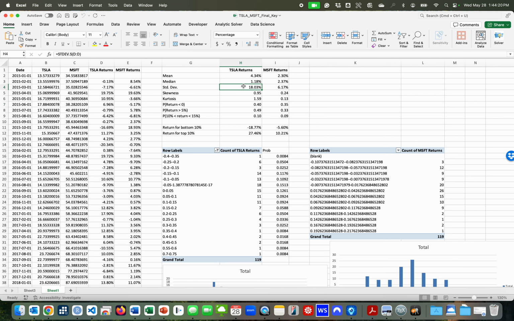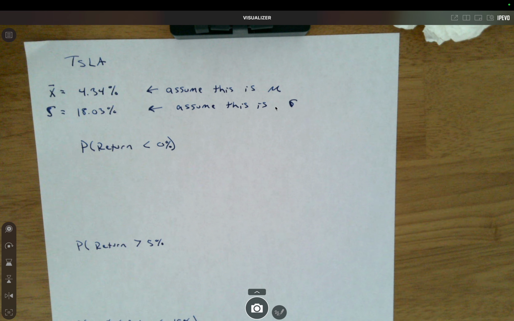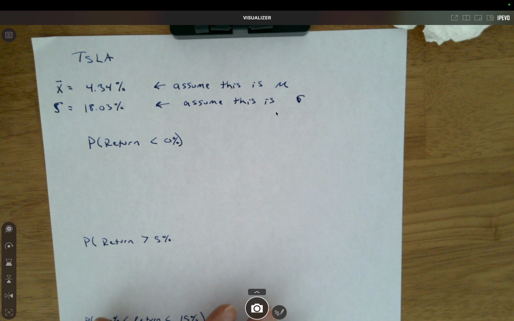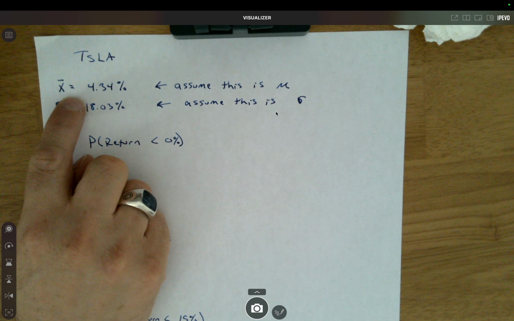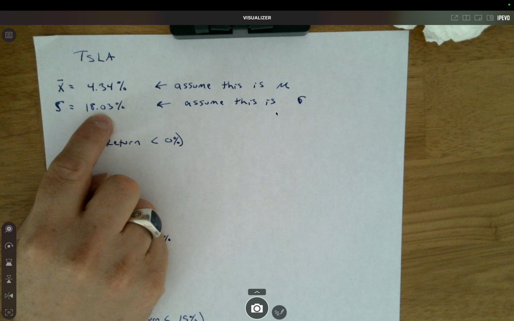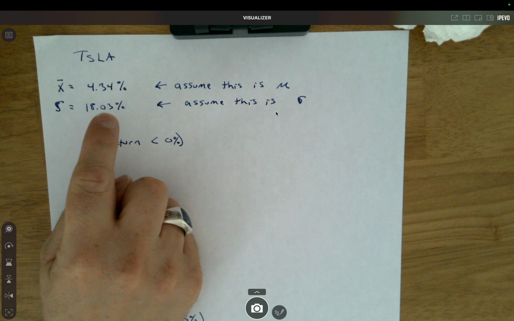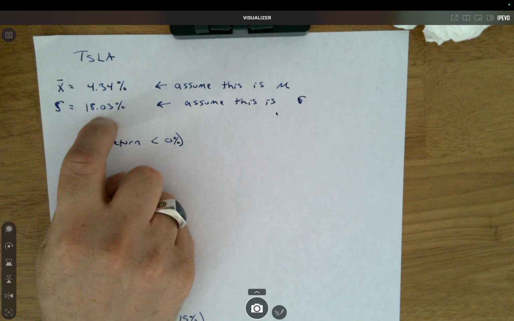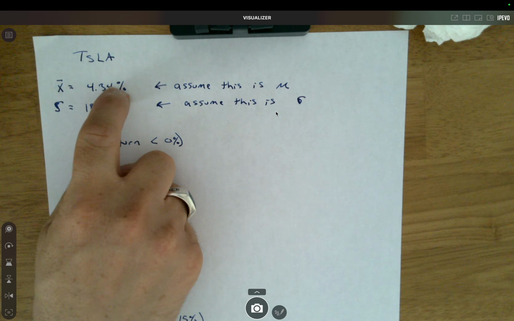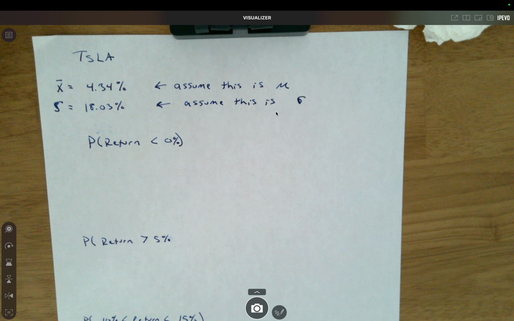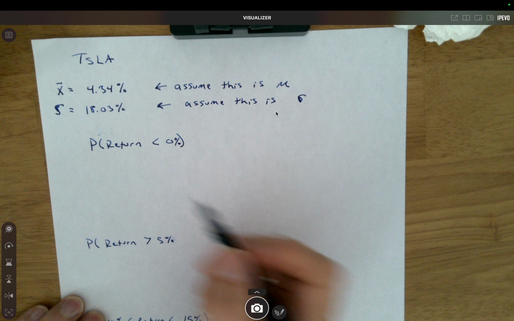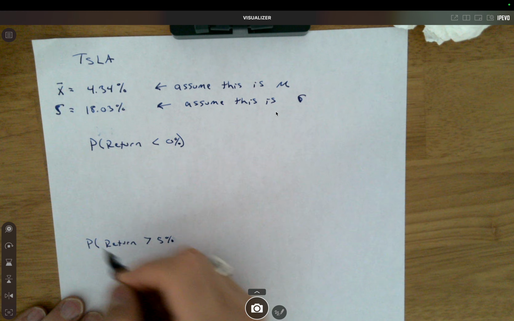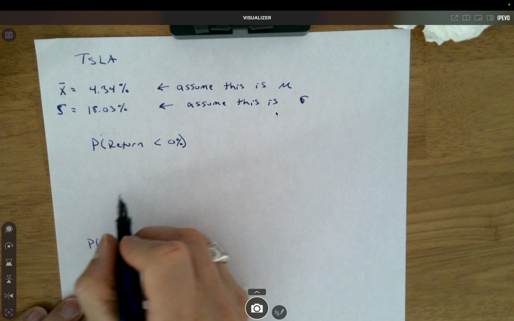So what we want to do for a problem like this is, I'm just writing down what we know. We're going to assume this was a sample mean, this was a sample standard deviation, but we are going to assume the returns are normally distributed, and this is the true mean and this is the true standard deviation. So we're assuming this is mu, this is sigma. If you want to find the probability that the return is less than 0, what I recommend doing anytime you're finding these probabilities is to sketch out the problem.